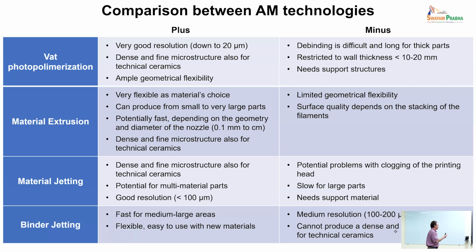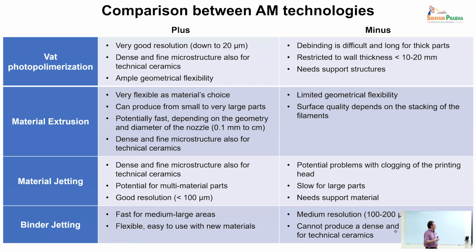Material jetting is good for multi-material parts. Actually, also material extrusion is good for multi-material parts. Material jetting has a better resolution with respect to material extrusion because typically they use smaller nozzles, and you have no problems in obtaining a dense ceramic. Binder jetting is very fast for medium and large areas, very flexible. And when I say fast for medium and large areas, I also mean that you can build a lot of different components of different shapes within that large area. And it is flexible and easy to use with new materials.